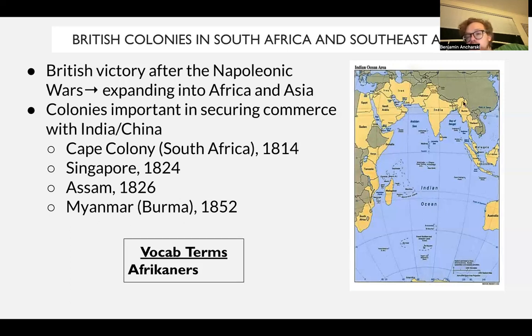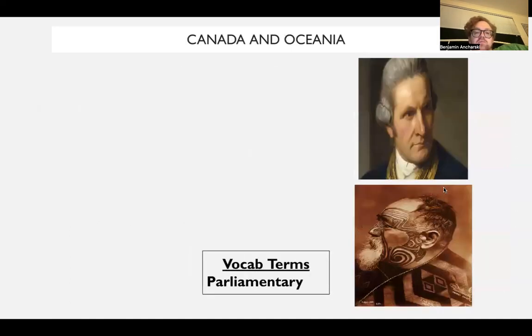Assam, which is a region in modern day India, and then Myanmar, were built to defend India. Again, always defend India. That's a British motivation there. Defend India from the dreaded French over here in Indochina, modern day Vietnam, Laos, and Cambodia. And we'll talk about the Afrikaners more later, actually.